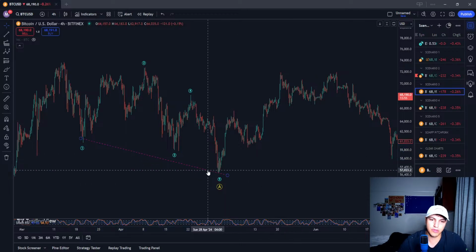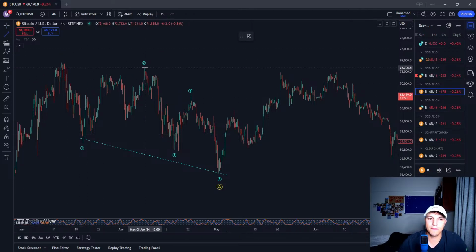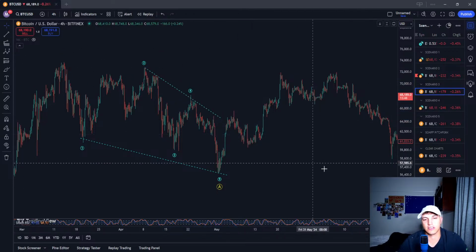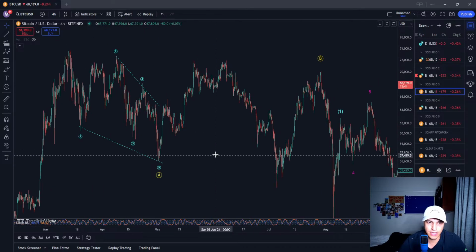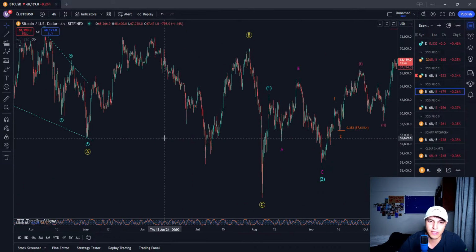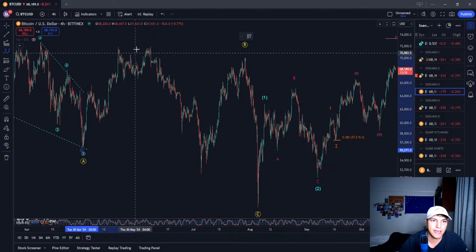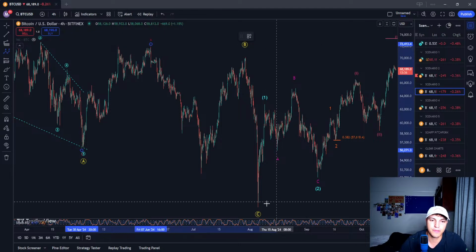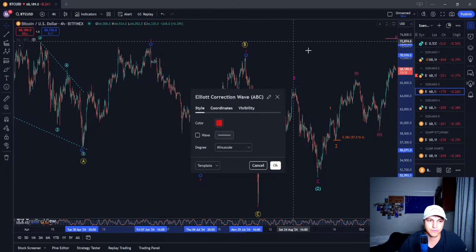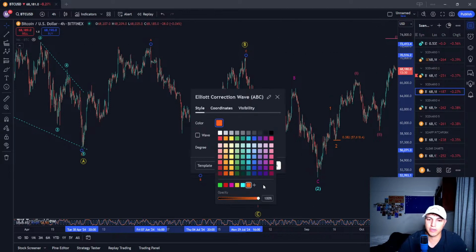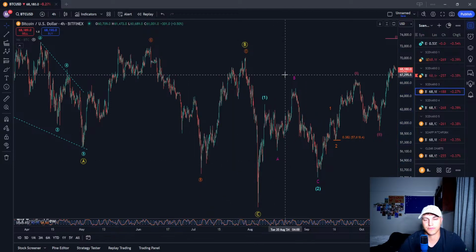We can also label this the WXY, but I'm just doing this for scouting different scenario purposes. Cool. 1, 2, 3, 4, 5. Then in this ABC, we have a 3-wave structure. And we have A up, B down, C up with a perfect impulse. On the scenario, we can mark this orange, and we can put this at micro. Lovely.